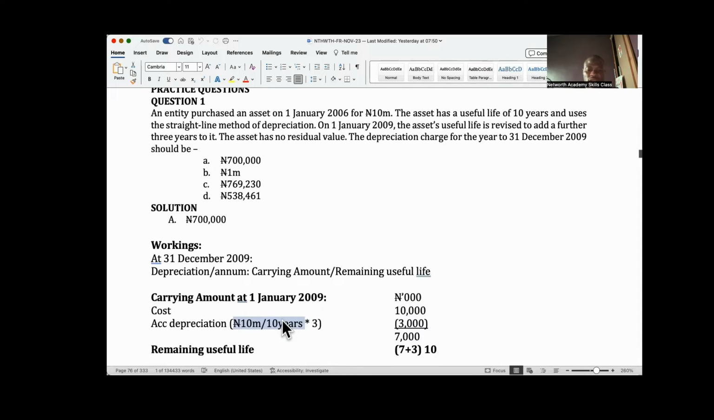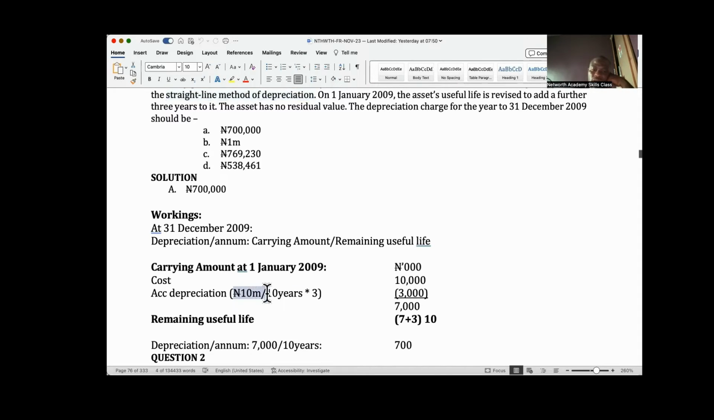So that gives me 1 million. And I bought the assets in 2006. That means I must have charged depreciation in 2006, 2007, and 2008. That's 3 years, 1 million per annum, since they told us that they use straight line, which will give me the same amount of depreciation every year.